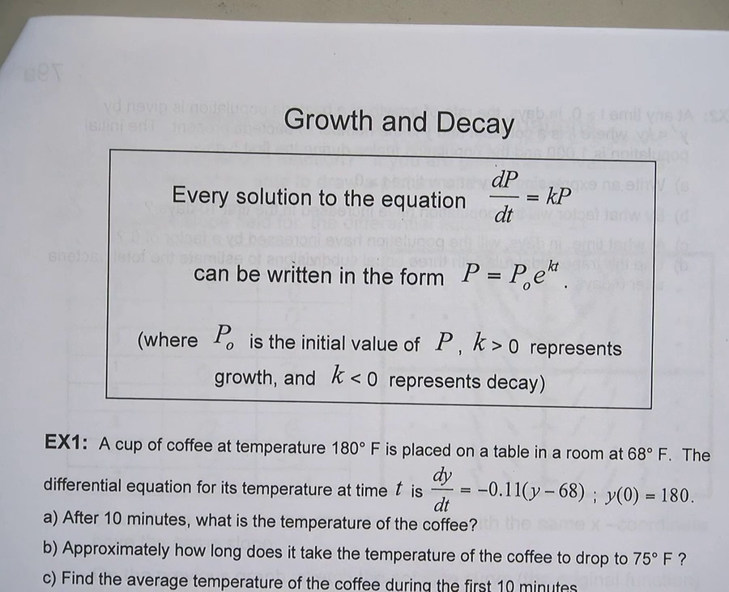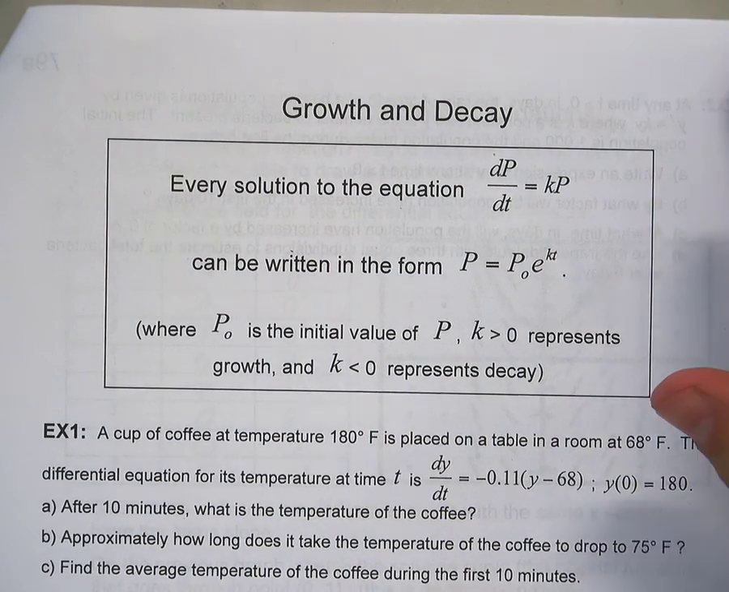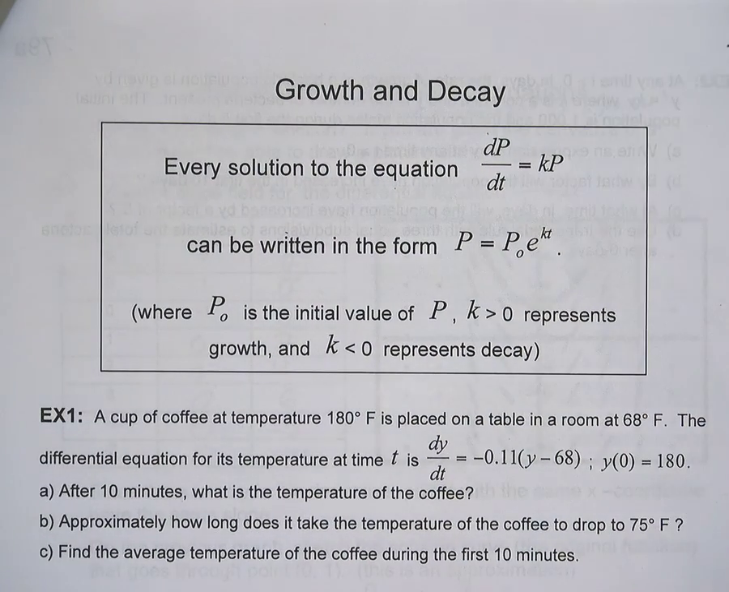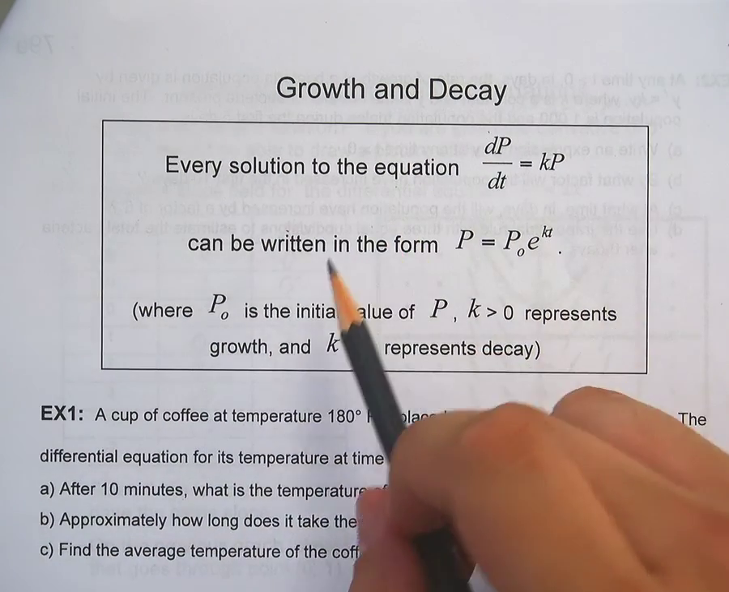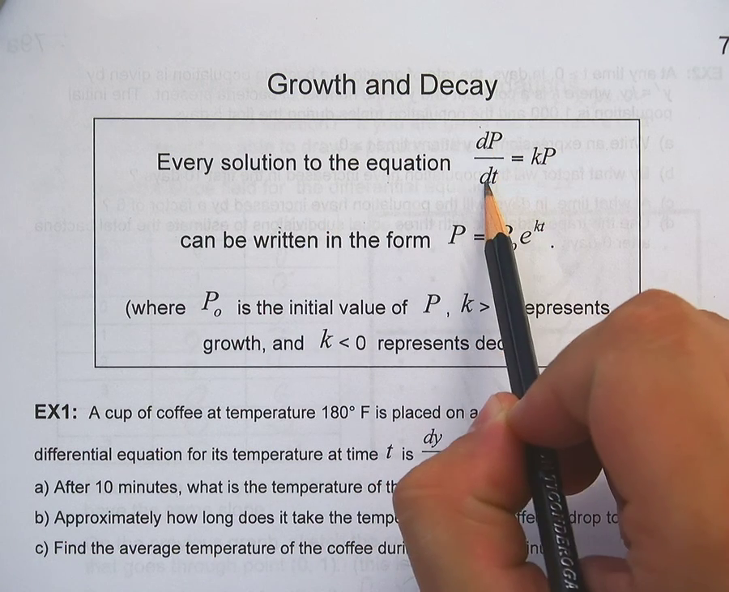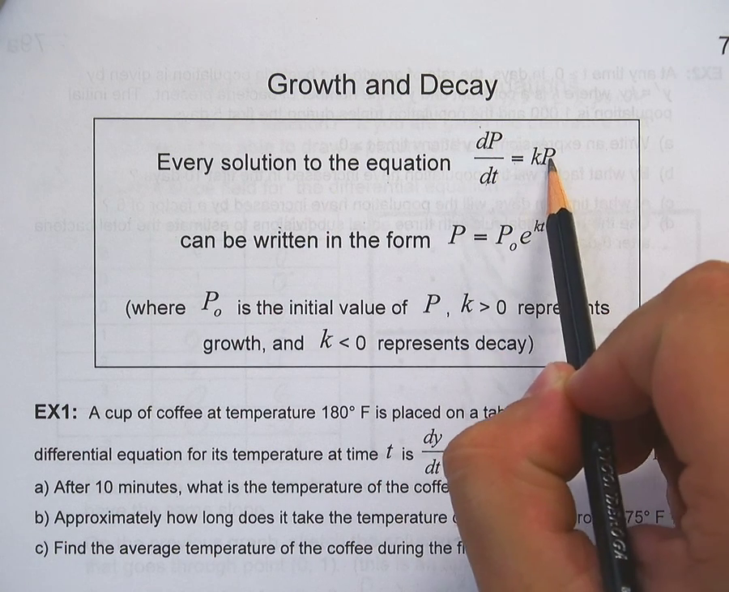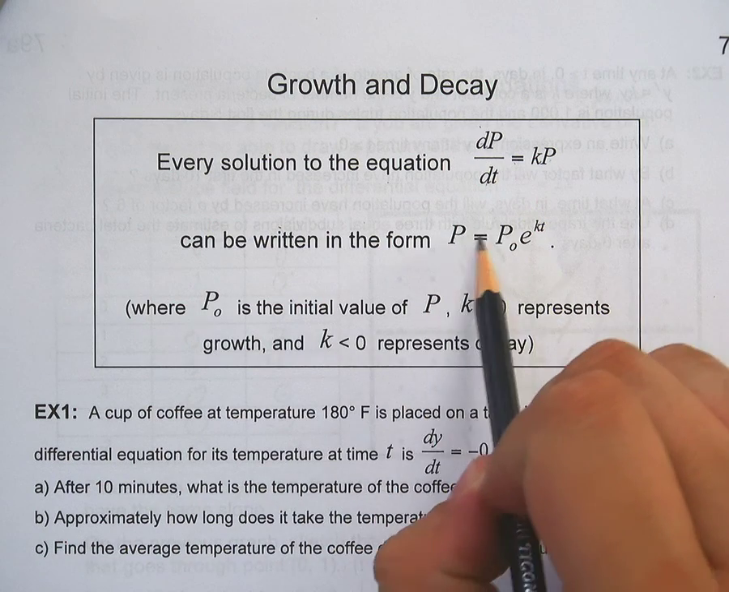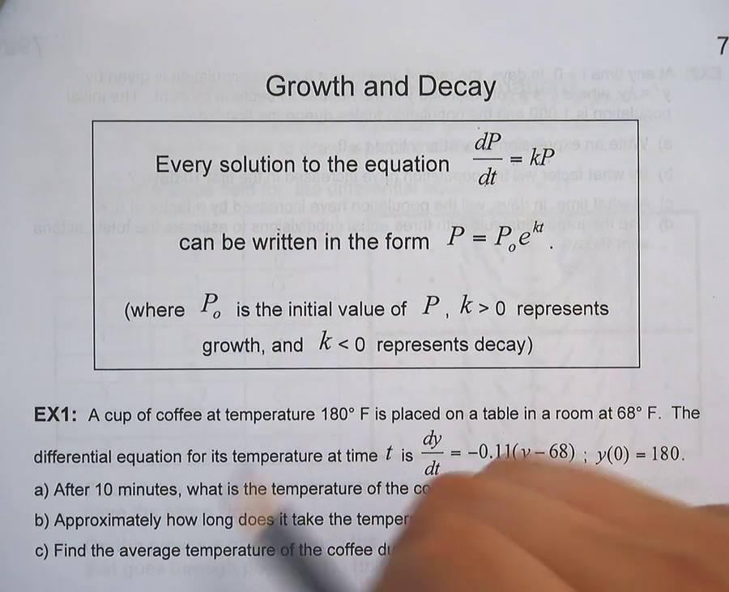Today we're going to be talking about our very last lesson of the year, at least as far as the AP test is concerned, growth and decay. This is actually a pretty neat little setup. It says every solution to the equation dP/dt = kP can be written in the form P = P₀ e^(kt).